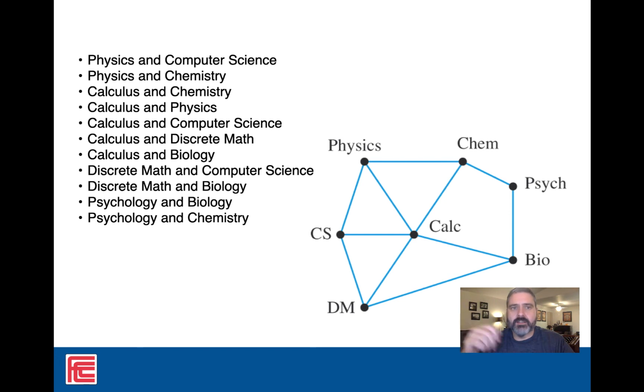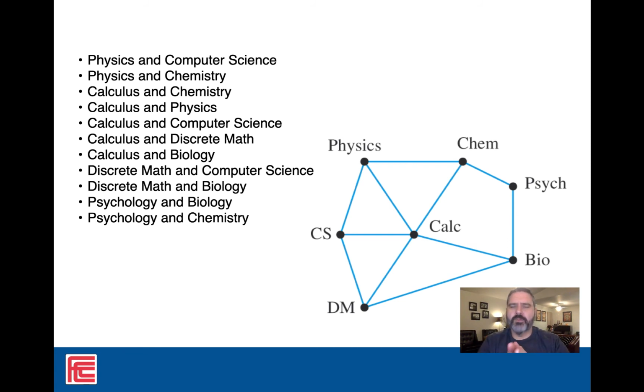Calculus is in the center because it has relationships with chemistry, physics, computer science, discrete mathematics, and biology. We would say that calculus has a degree of 5. It's 5 different connections to other things. In fact, the only thing calculus doesn't connect with is psychology, which, by the way, is probably 2 that we can schedule for the same time slot, but we're not there yet.